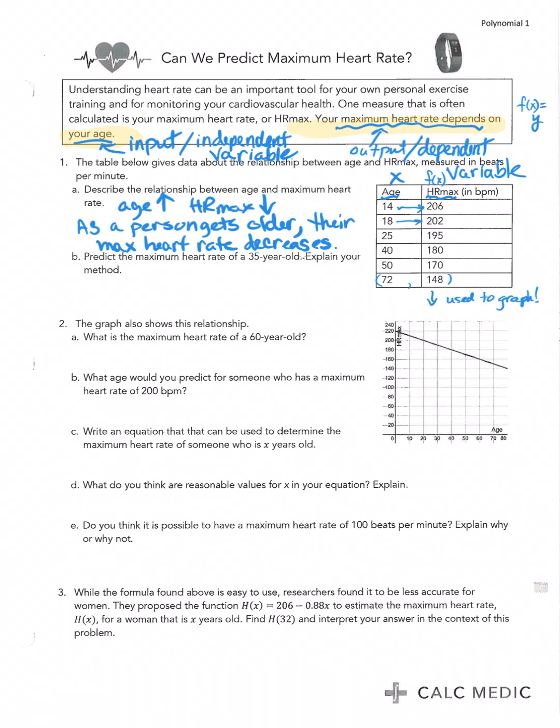It says predict the maximum heart rate of a 35-year-old. Explain your method. Well, let's see what's going on here. How could we do that? At 35, that's somewhere between 25 and 40, so we know it's got to be somewhere between 195 and 80, doesn't it? This difference is 15, a difference of positive 15, and from 195 to 80, it's going down by 15. Well, those are exactly the same.